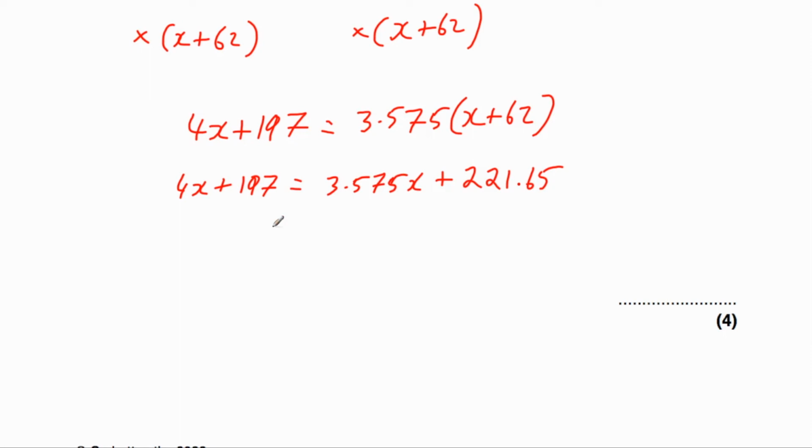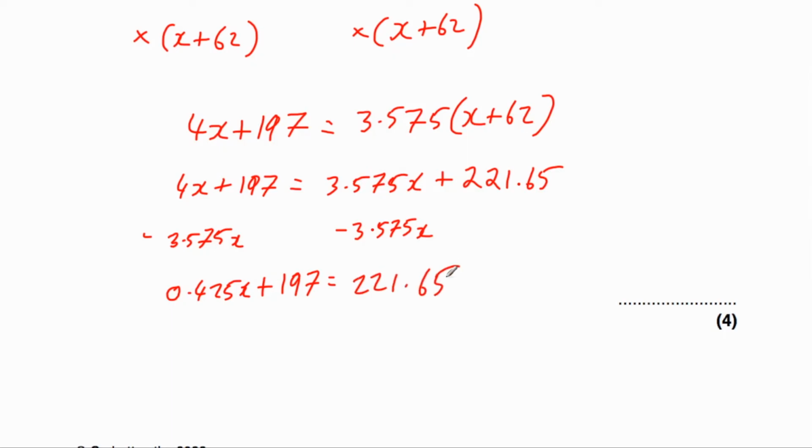So this is like solving an equation with x's or letters on both sides. I tend to like to get rid of the lowest number of x's if I can. So I've got 4 x's and 3.575 x's. So I'm going to minus the lower number, the 3.575 x's, from both sides of this equation. So minus 3.575x from both sides. So 4x, so 4 minus 3.575 equals 0.425x. The numbers are going to stay the same, so plus 197 equals. Now I'm taking away 3.575x to get rid of the 3.575x, so that's going to leave me with 221.65.